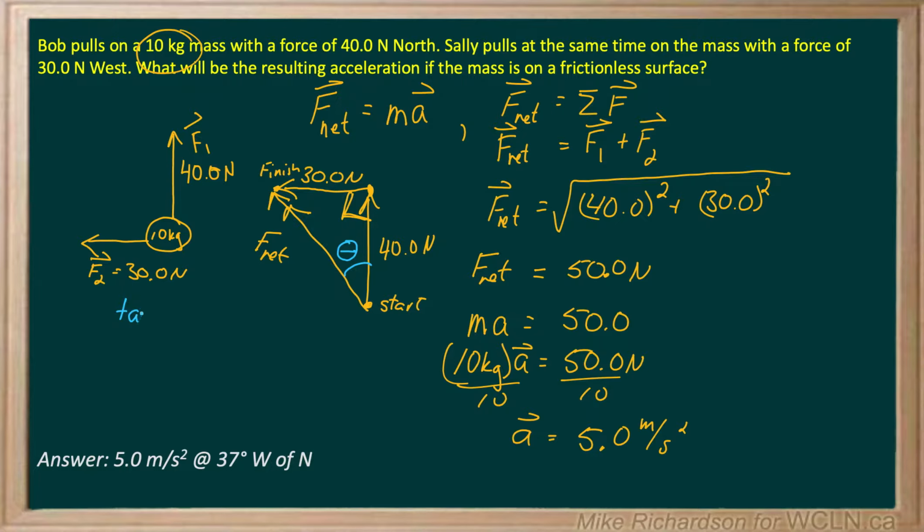So if I go tan theta is opposite over adjacent, but I want to solve it for theta, so I've got to do the inverse tan. And when I do that, I end up getting 37 degrees, and that would be swinging to the west of the north line.